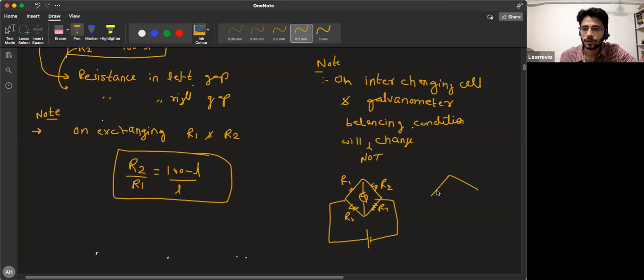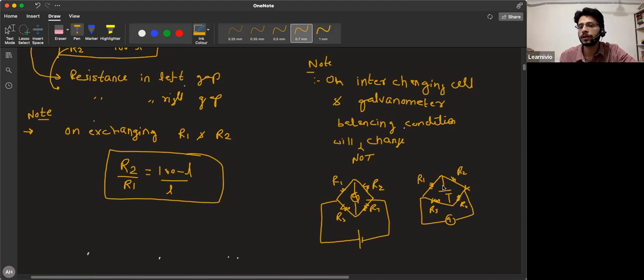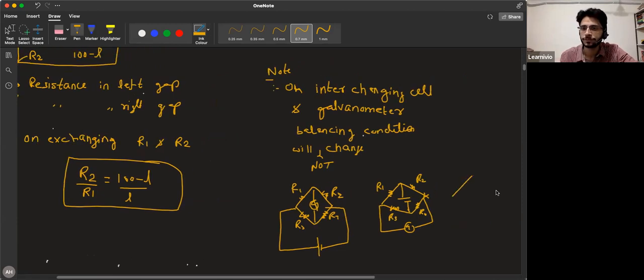Let's see. Instead of the galvanometer, I place the cell. And instead of the cell, I place this galvanometer. This resistance is R1. This resistance is R2. This is R3. And this is R4. Now what I can do is, these are wires now. I can stretch these wires. I stretch this wire and take this cell outside, and I compress this wire and bring this galvanometer inside.